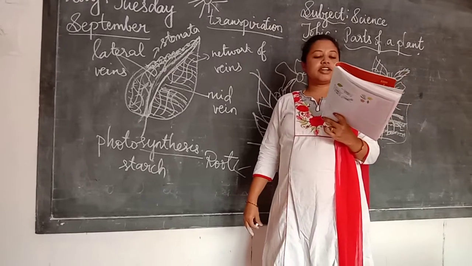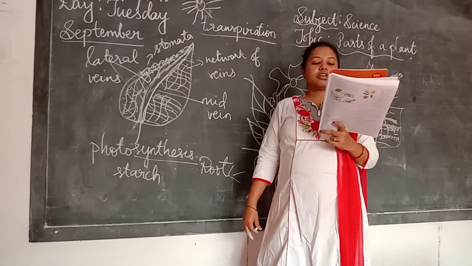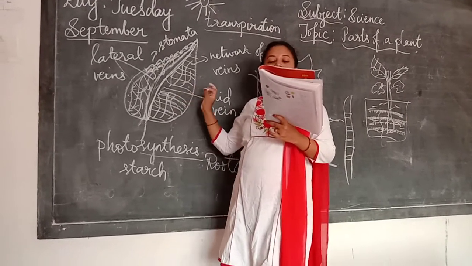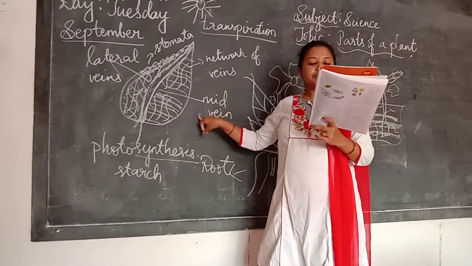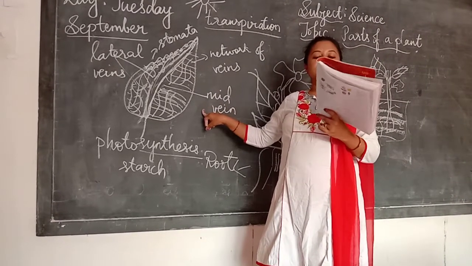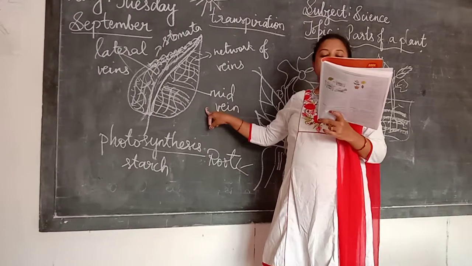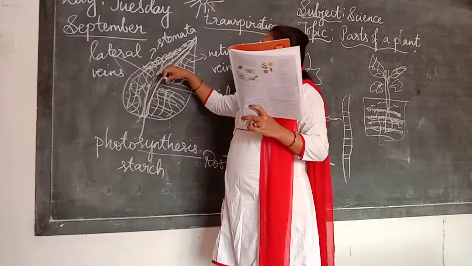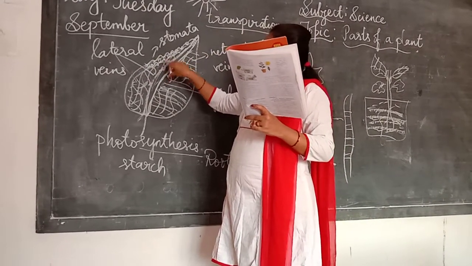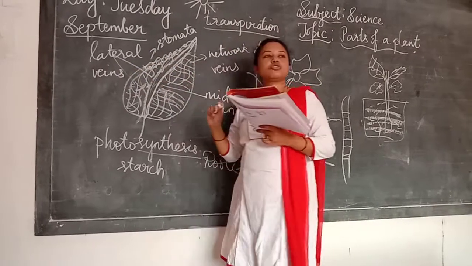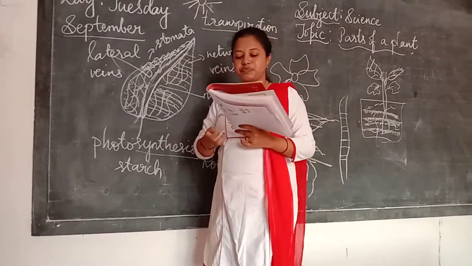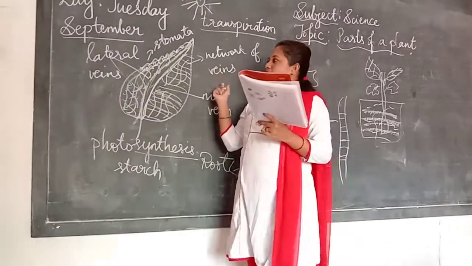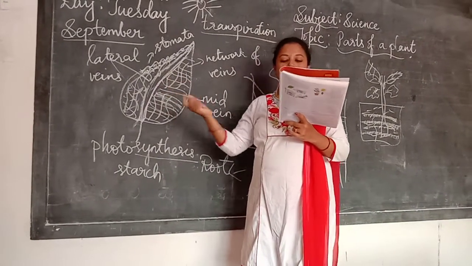Leaves take in oxygen needed for respiration in plants. So needed for the respiration in plants. During transpiration, plants give out excess water through the stomata in leaves. Transpiration I told you. So the excess water contained in the leaf is thrown out by the stomata. This process is called transpiration.